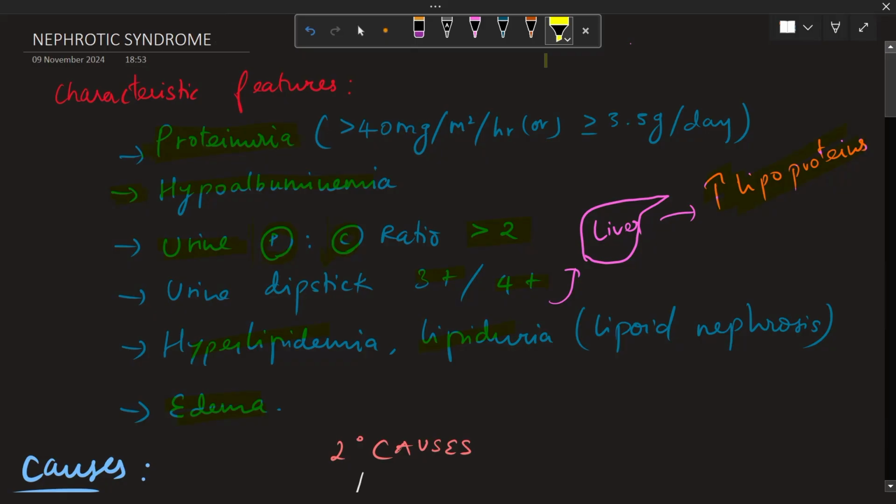And the second feature is hypoalbuminemia. Since there is loss of albumin through urine, the amount of albumin in the blood will be reduced. So there will be hypoalbuminemia. And the third feature is urine protein creatinine ratio will be more than 2.